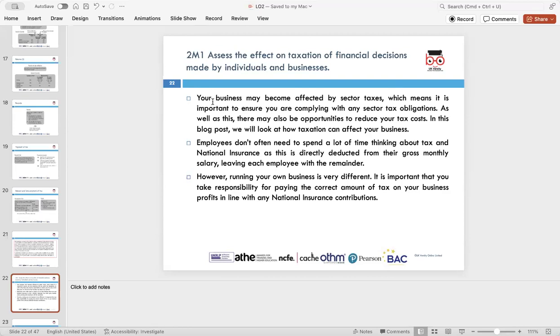One aspect to consider is sector taxes, which are specific taxes that apply to certain industries or sectors. It is very important for businesses to comply with these sectors' tax obligations to avoid potential penalties or legal issues. But on the flip side, there may also be opportunities to minimize tax costs through various strategies and planning.